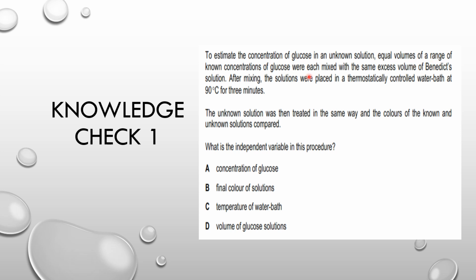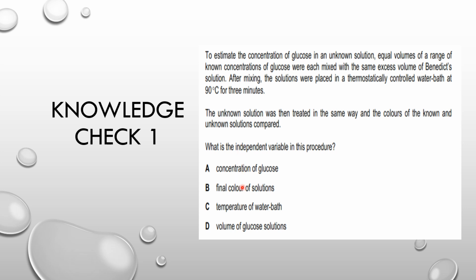Equal volumes of a range of known concentrations of glucose. So we are changing the concentration, we're altering it, but they have the same volume. So that means volume is the constant variable. Are you following? The volumes of the glucose solutions must be the same. But what we are changing here is concentration. So concentration is the independent variable. Independent is what you change, what you vary.